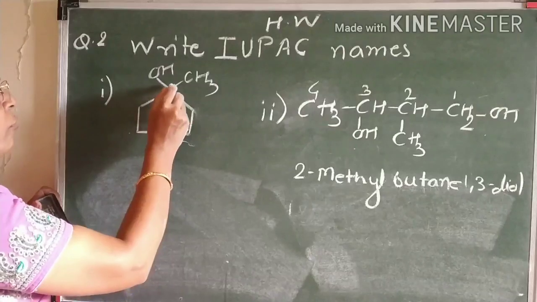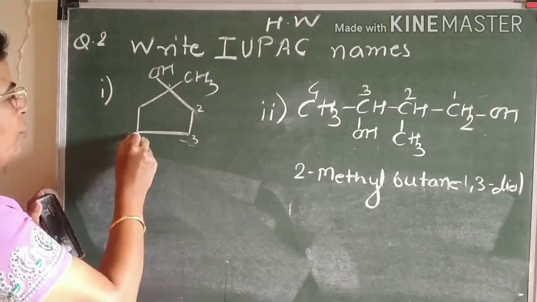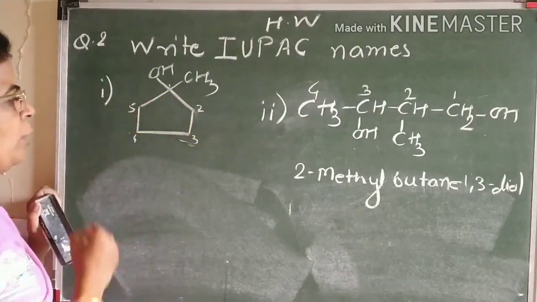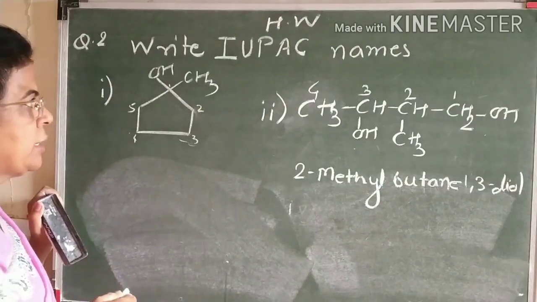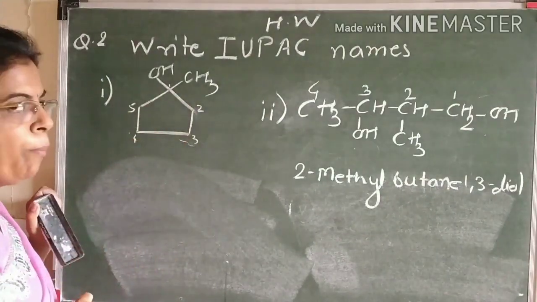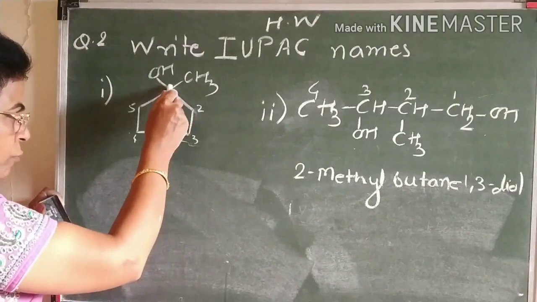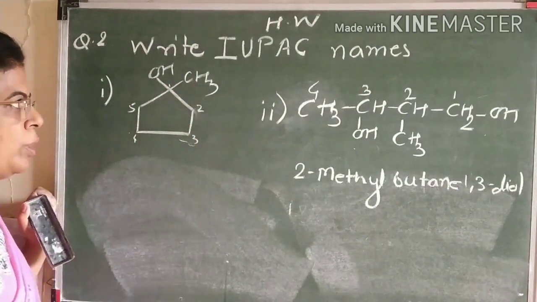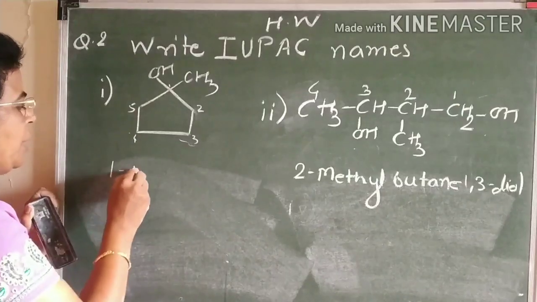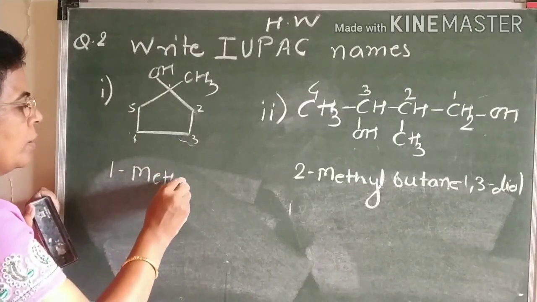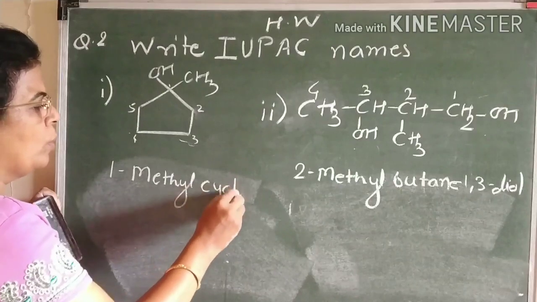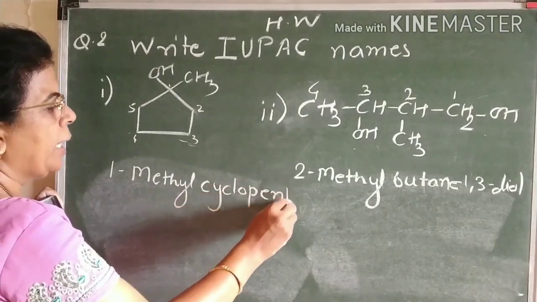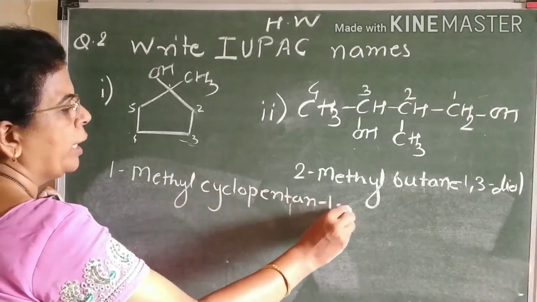Now here 1, 2, 3, 4 and 5: 5 carbon atoms in a ring structure. Therefore it is cyclopentane. At 1 position there is OH and at 1 position there is a CH3 group. Therefore it becomes 1-methylcyclopentan-1-ol.